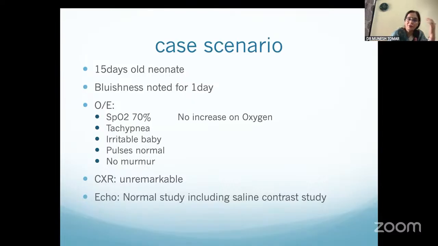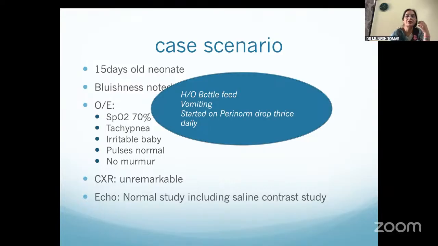So we have to think out of the box also. All 70% saturations are not TGA, TAPVC or tetralogy of Fallot. We have to think of non-cardiac causes also. He was on bottle feeding, had vomiting, and was started on Perinorm drops thrice daily for vomiting. And this was his blood gas. Methemoglobin was 37.5%. This was a VBG, because in the emergency I could do that. He was treated with methylene blue, and with just one dose the saturation increased to 95%. So cardiac causes, yes, we always have to think of, but simultaneously respiratory and hematological factors should always be considered.